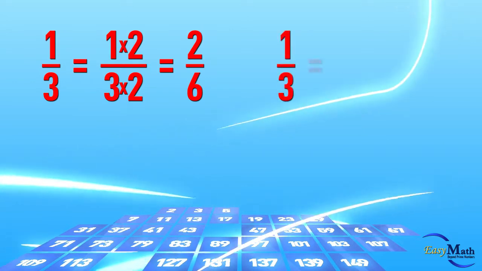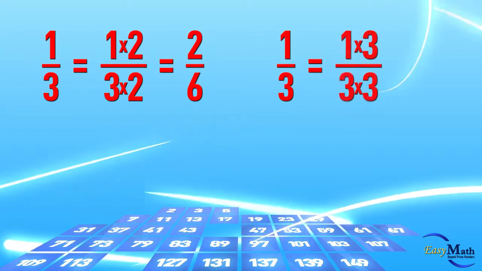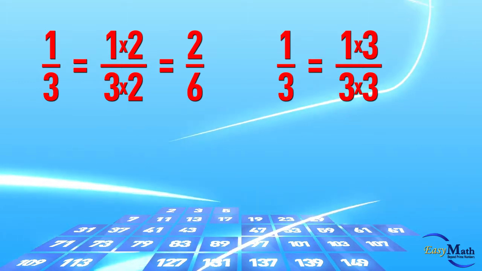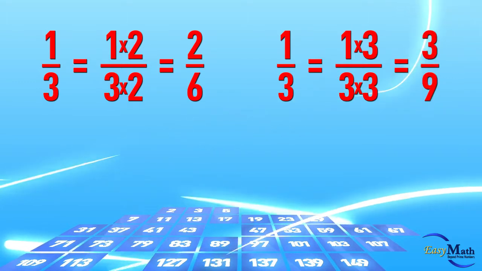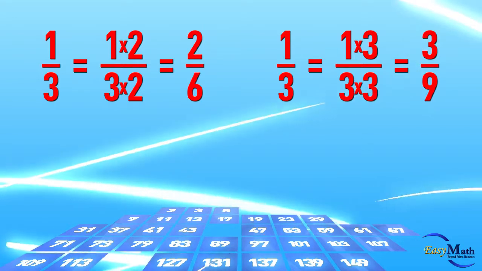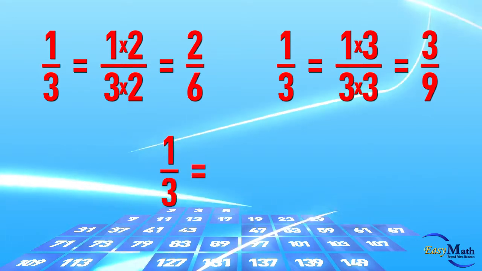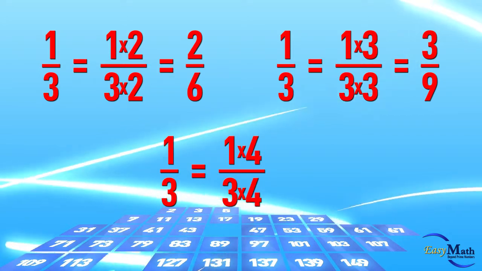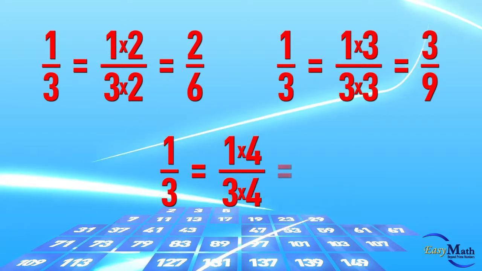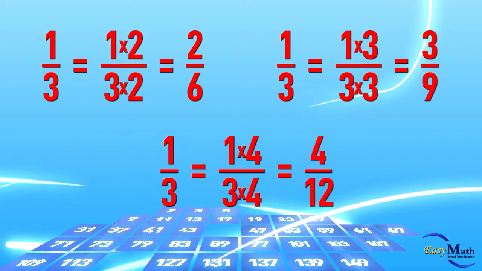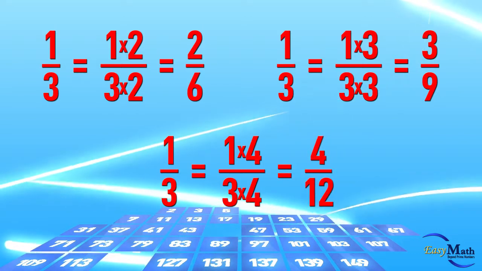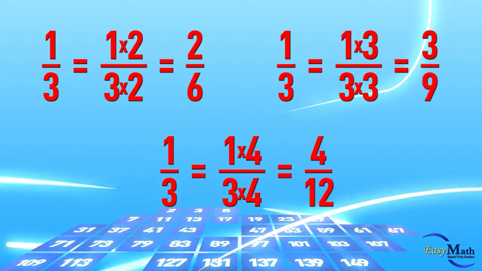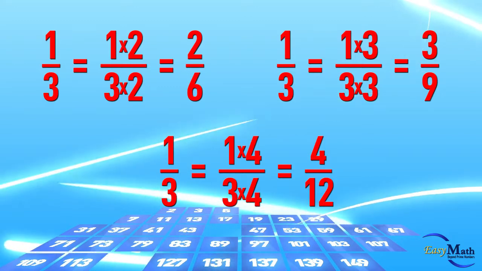1/3 is also equal to 1 times 3 over 3 times 3, which equals 3/9. 1/3 equals 1 times 4 over 3 times 4, which equals 4/12. We can go on indefinitely because each fraction has an infinite number of equivalent fractions.